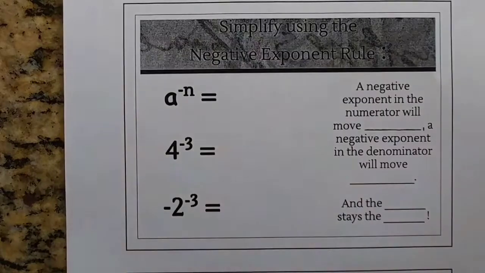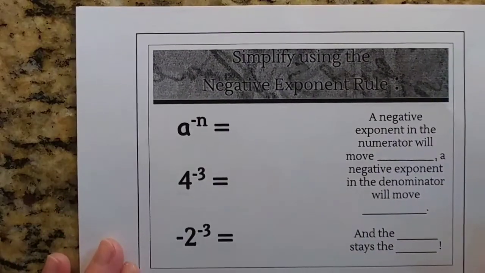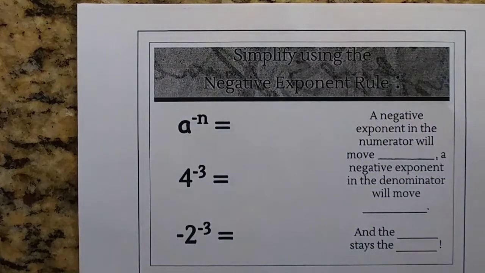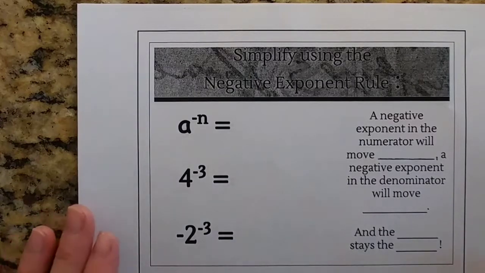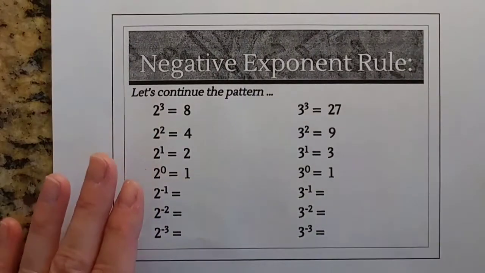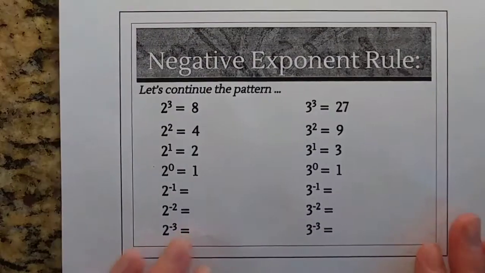Okay, I guess I'm getting excited for the next one. Let's take a look at something called the negative exponent rule. When you're simplifying expressions, you don't want to leave anything to a negative power or a negative exponent. You always want to simplify it. So let's take a look at some patterns before we start simplifying using a negative exponent.